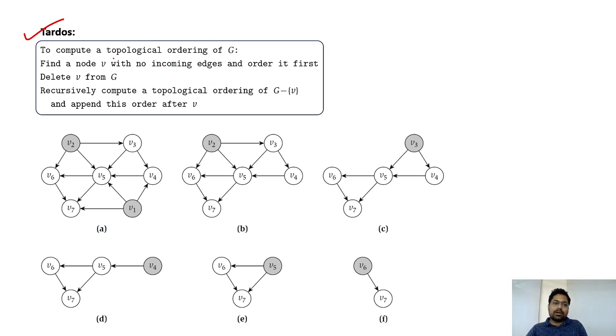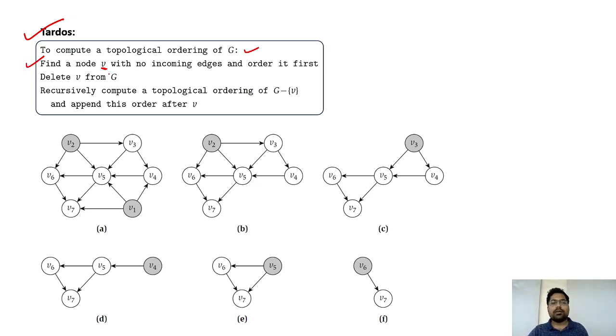So in this book, what the content is: in Tardos, it is written how we start. These are the pseudocodes written for this algorithm, to compute a topological ordering of a graph. We have to follow the steps that I told you; these are the pseudocodes.